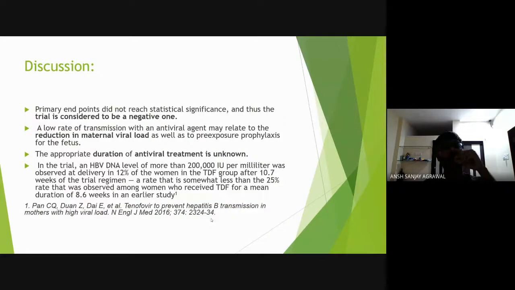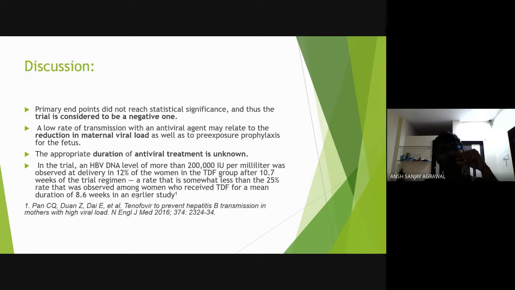Coming to discussion, the primary endpoint did not reach statistical significance, and thus the trial is considered to be a negative one. That is, the trial did not prove anything new, and in fact reinforced the null hypothesis that there is no difference between TDF and placebo group. One of the reasons I wanted to present this study was that it's not necessary that each time the trial must have a positive finding. Even a negative finding can contribute to scientific literature.